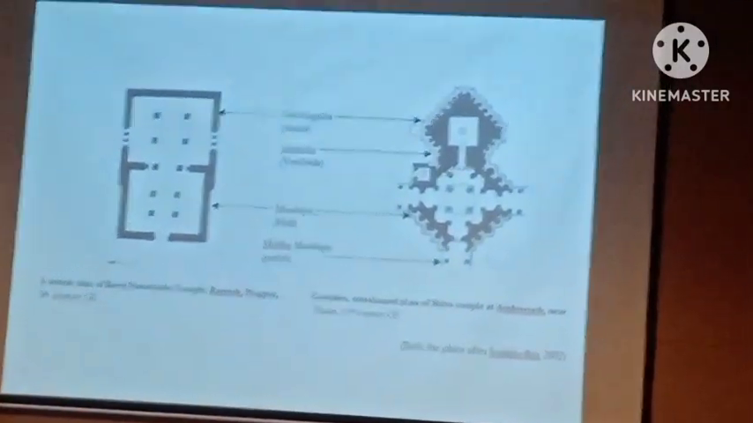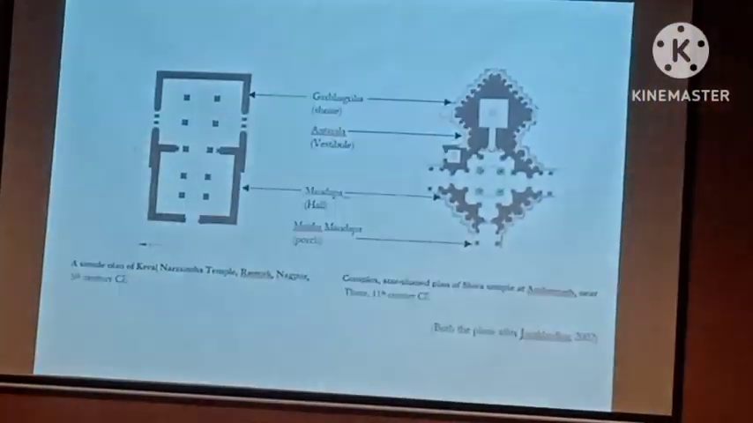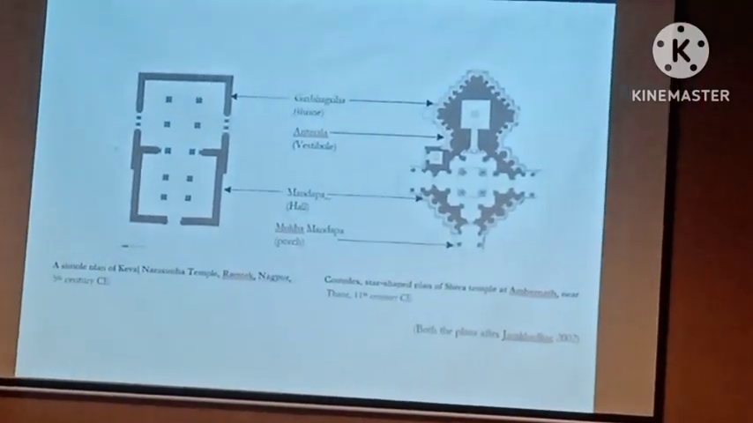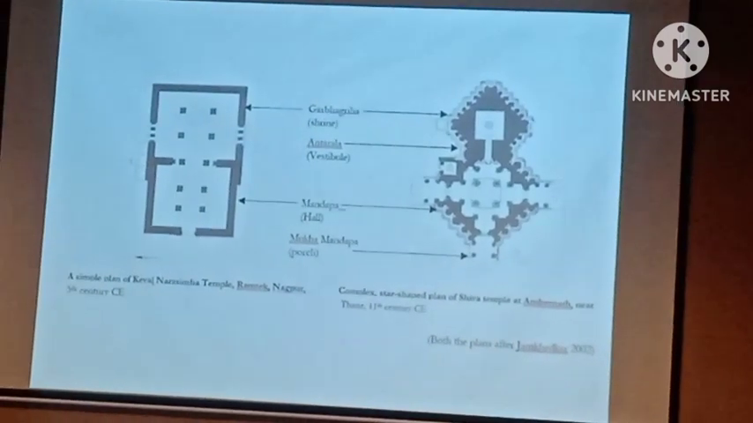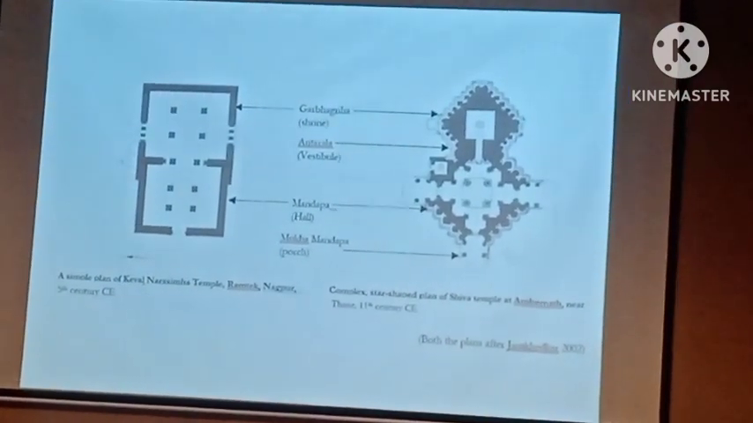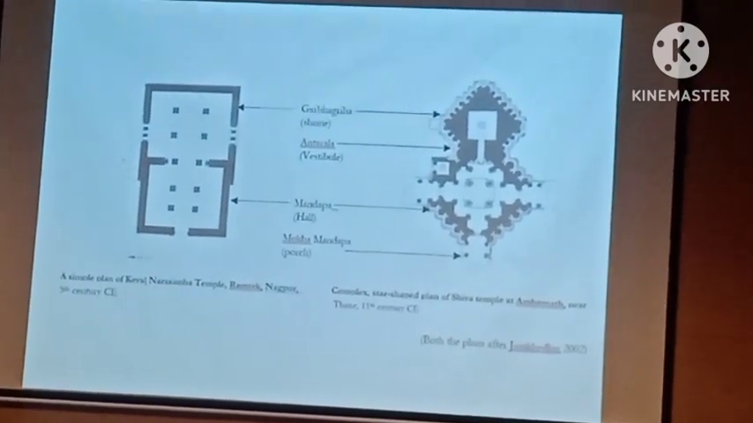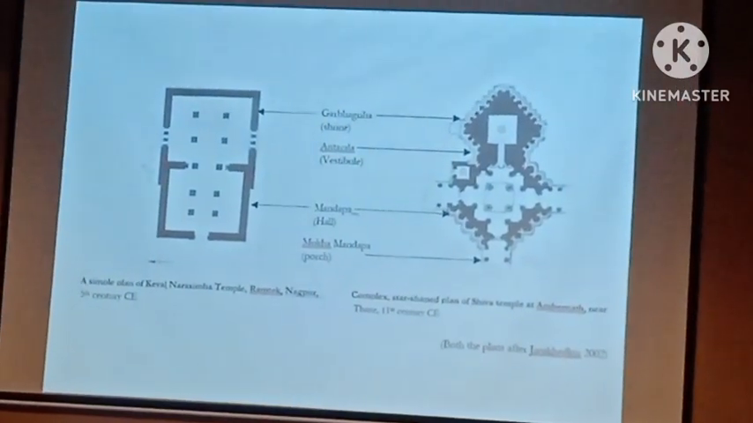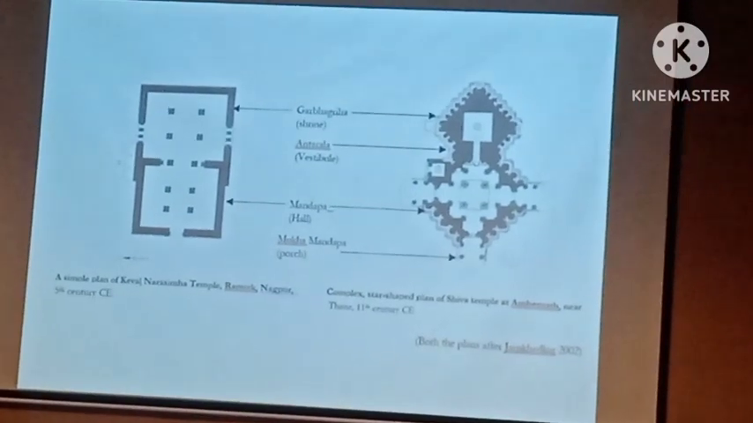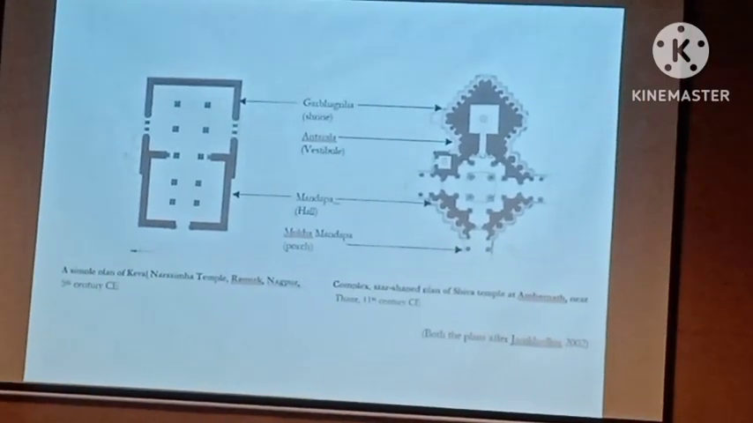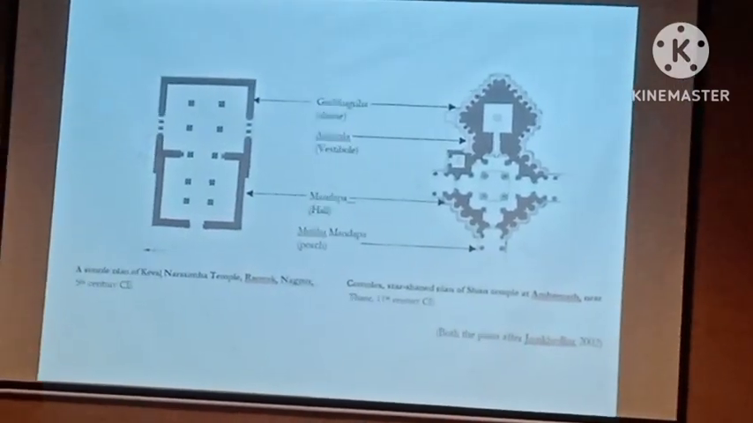So just an overview of how the journey has been, how the temple form, the temple plan has become complicated. On the left hand side you have the plan of the Keval Narsimha temple at Ramtek in Nagpur, which is around 5th century. And on the right hand side you have the temple at Ambarnath with many offsets, with Antarala added, with the Mukhamandapas added on 3 sides. So this is the whole journey of the temple.